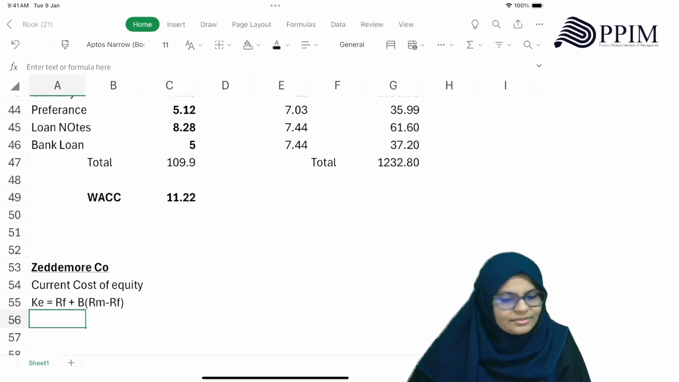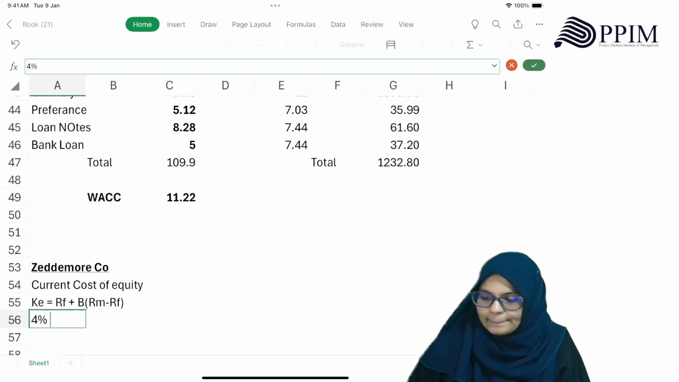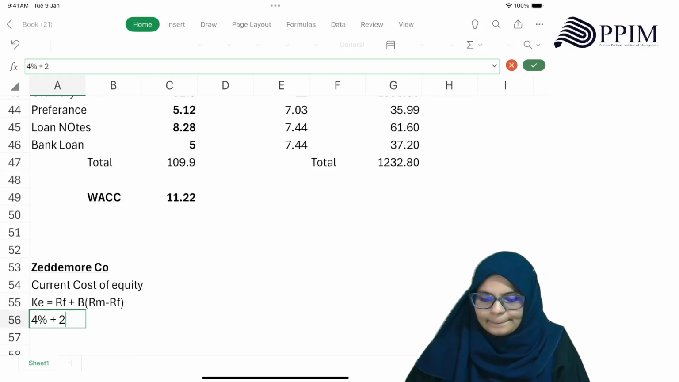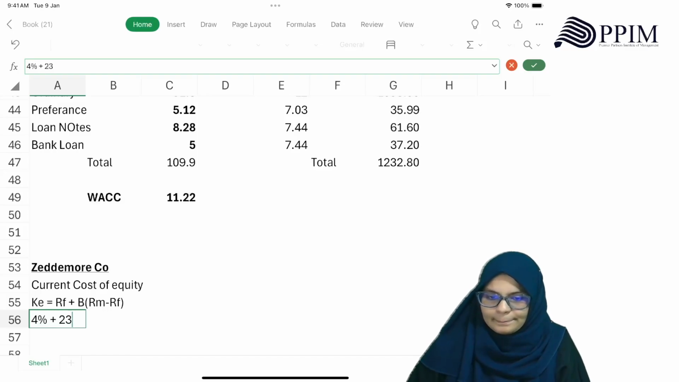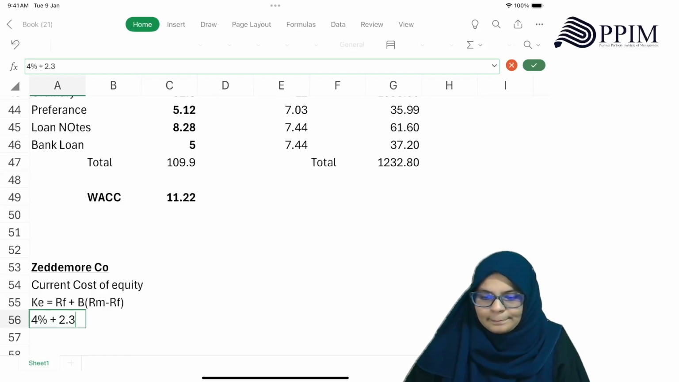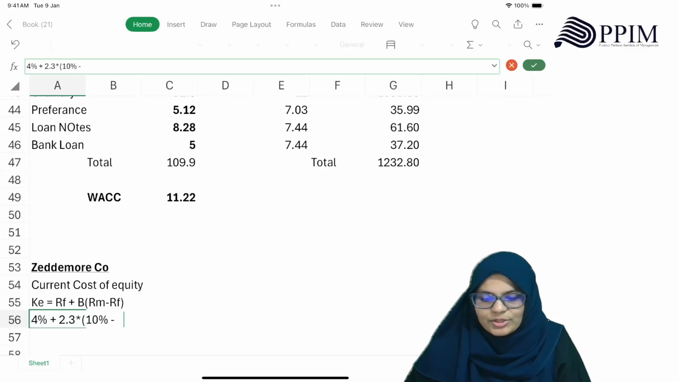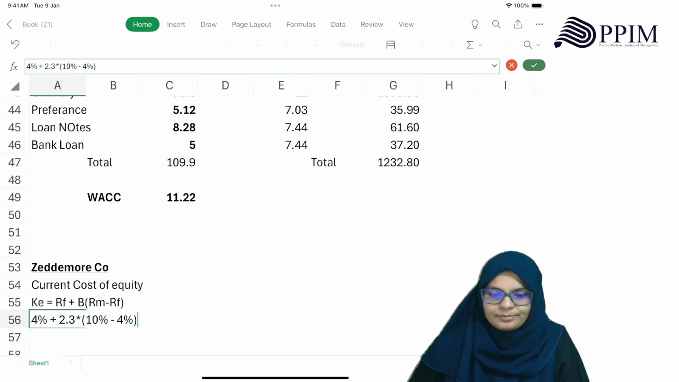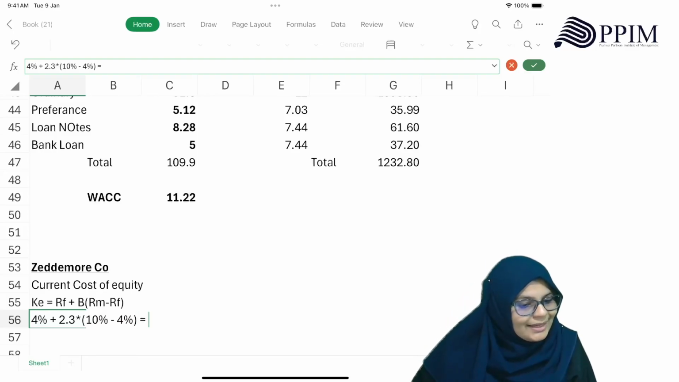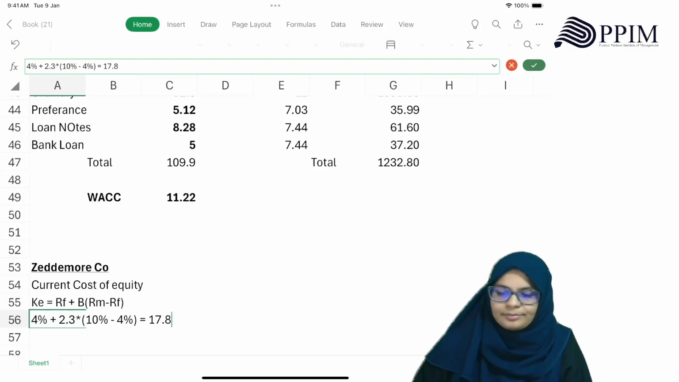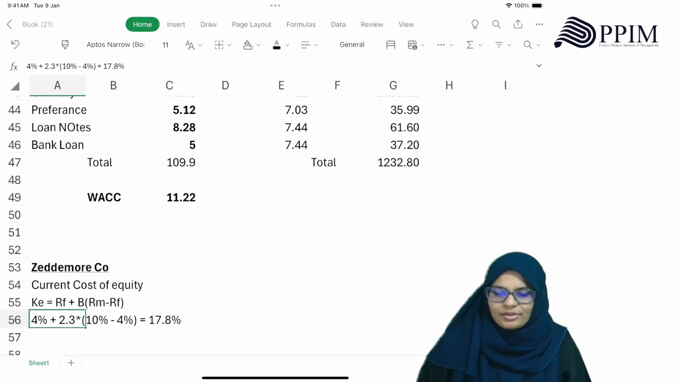So risk-free rate is 4%. Beta is 2.3, multiplied by return on the market, which is 10%, minus risk-free rate, which is 4%. So that should give me Ke as 17.8%. Yes, that was straightforward.